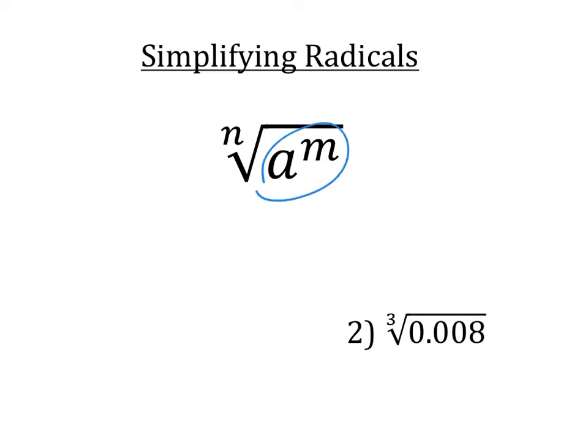Do you guys know what this part is called that's inside the radical? It starts with rad. Radical. No. Radicand. Yes, radicand. Whatever is inside the radical sign, we call that radicand.